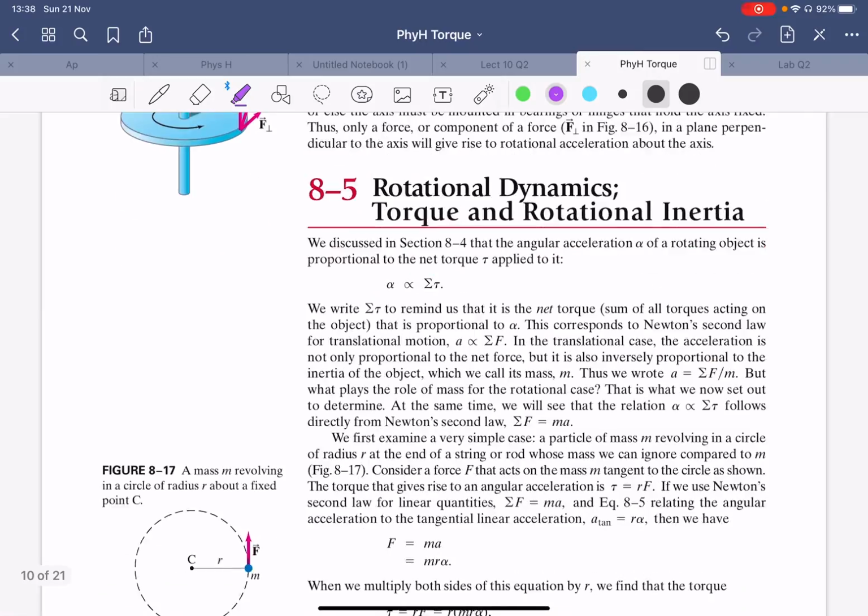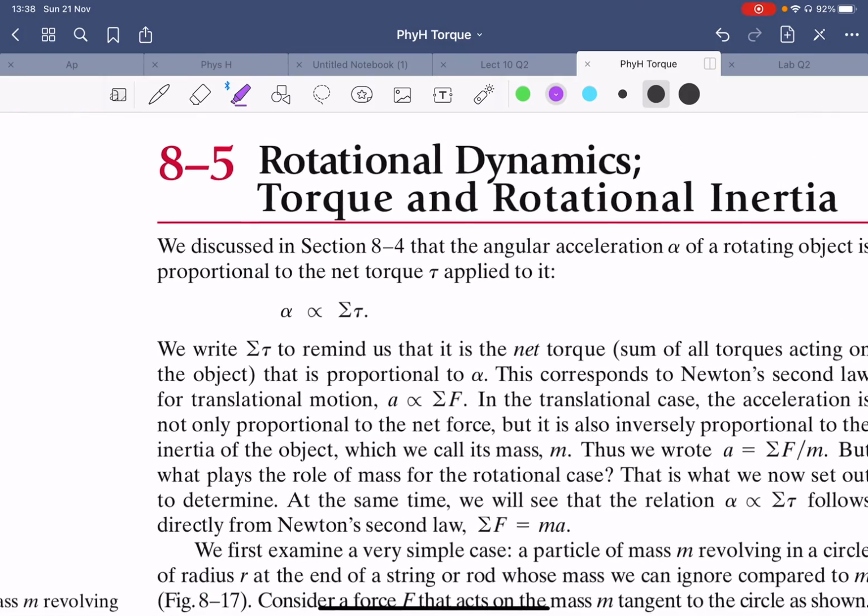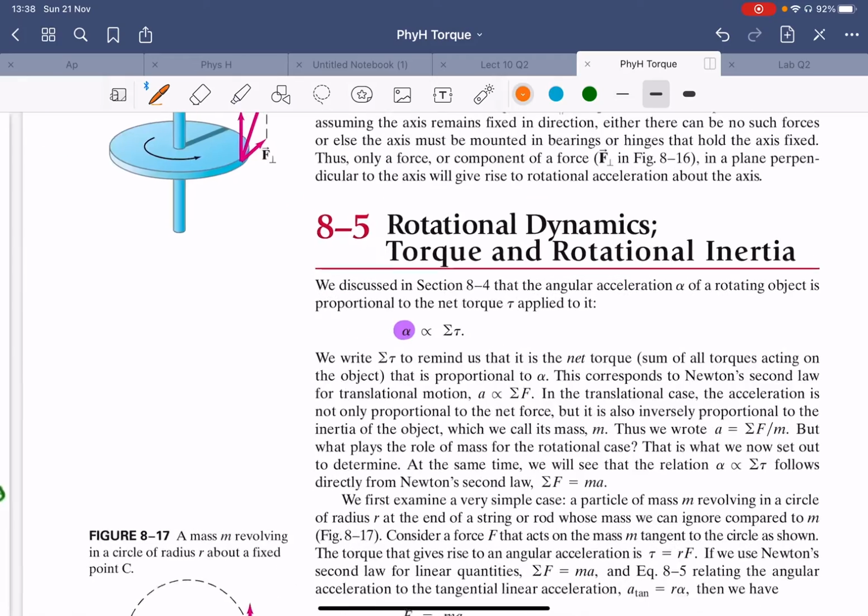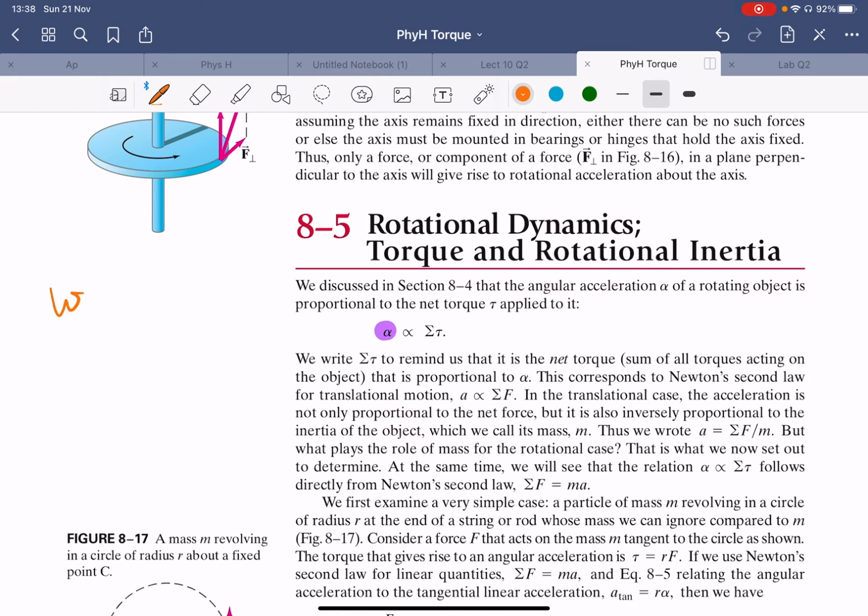So this is now, if you recall the equation, alpha. What is alpha? So first, let's go with omega. Omega is change in angle over change in time, or 2 pi f.